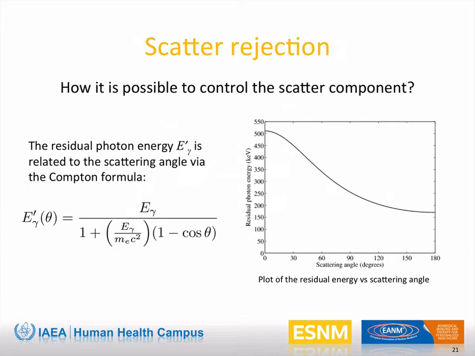When a photon interacts in the object, it also loses a fraction of its energy. In general, for a given gamma ray with energy E gamma, the relation between the scattering angle θ and the residual energy E gamma prime is given by the Compton formula, as displayed in this picture. At 511 keV, the formula can be simplified as shown.